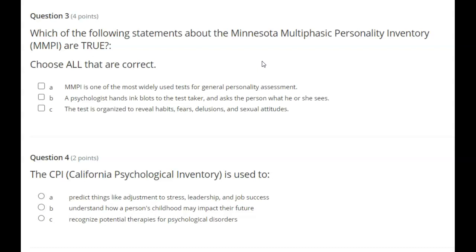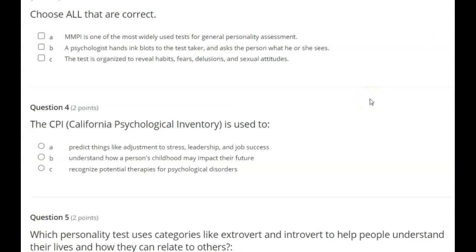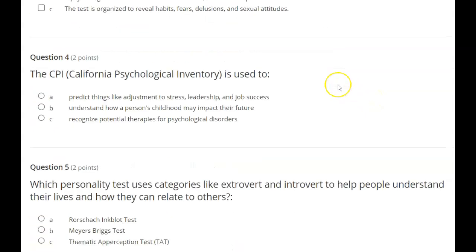Which of the following statements about the Minnesota Multiphasic Personality Inventory, or MMPI, are true? Choose all that are correct. A, MMPI is one of the most widely used tests for general personality assessment. B, a psychologist hands ink blocks to the test taker and asks the person what he or she sees. C, the test is organized to reveal habits, fears, delusions, and sexual attitudes.